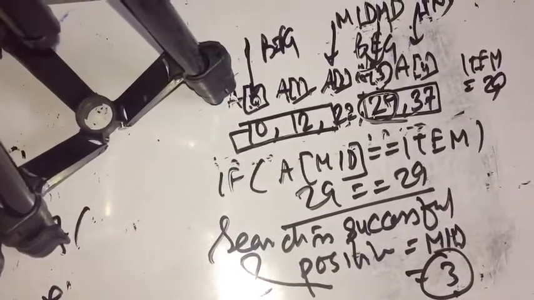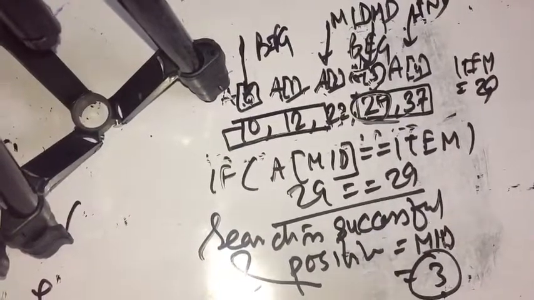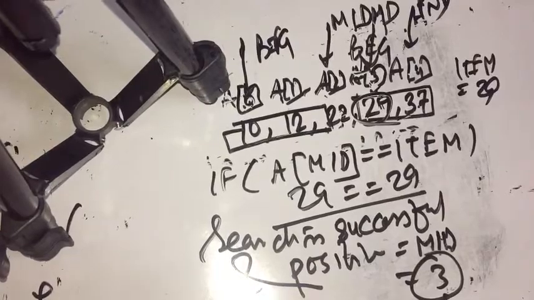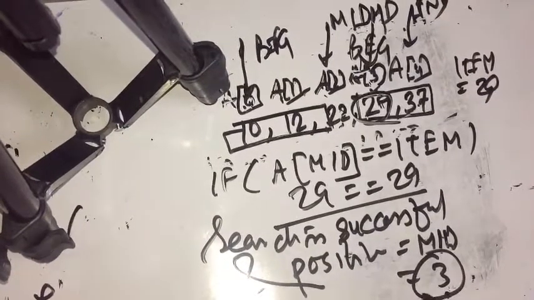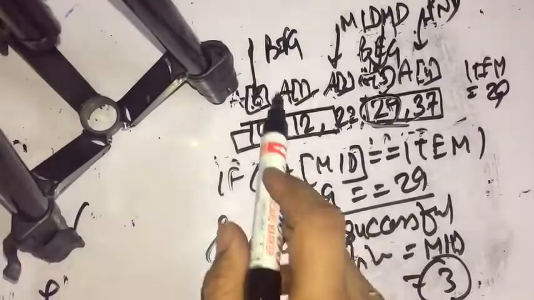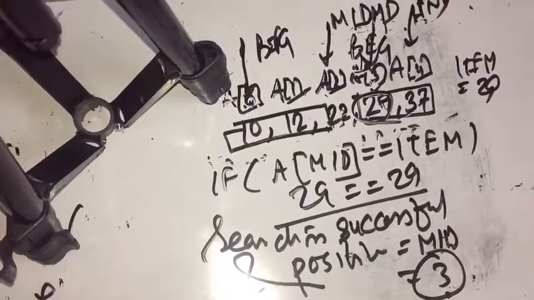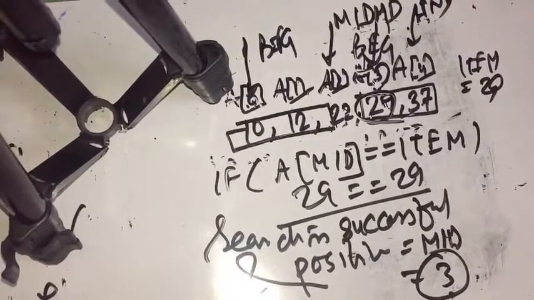We can display this value according to mid plus 1. Actually mid is the third position, that is, counting from 0 to 3, that is the fourth position, so we can print mid plus 1. The position is mid plus 1, actually the fourth position: 1, 2, 3, 4. From the human point of view, from the machine point of view, it is the third position. So this is the position and the search is successful.